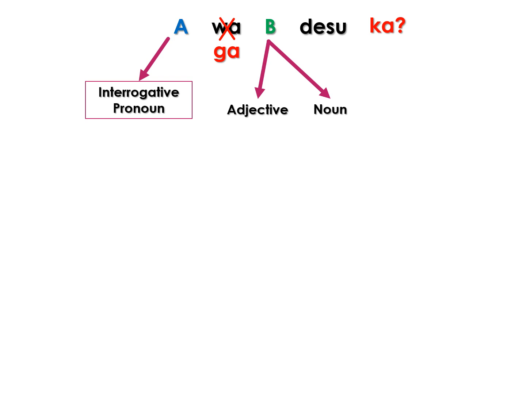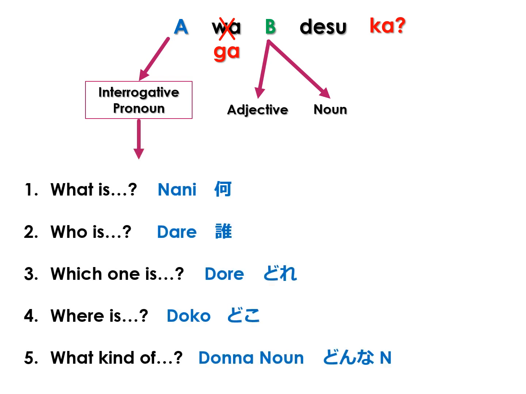We have 5 interrogatives here. The first one is Nani ga B desu ka? This translates roughly to what is B, but with more specificity, more like what is it that's B? Second is Dare ga B desu ka? This translates to who is B? Whenever you want to ask who, you want a specific person named, so the particle that goes with it is always ga, dare ga.